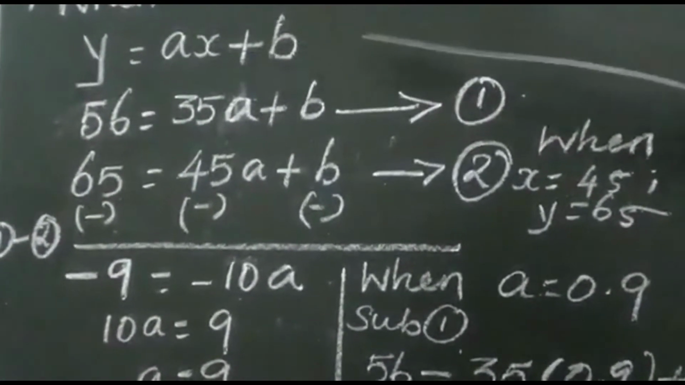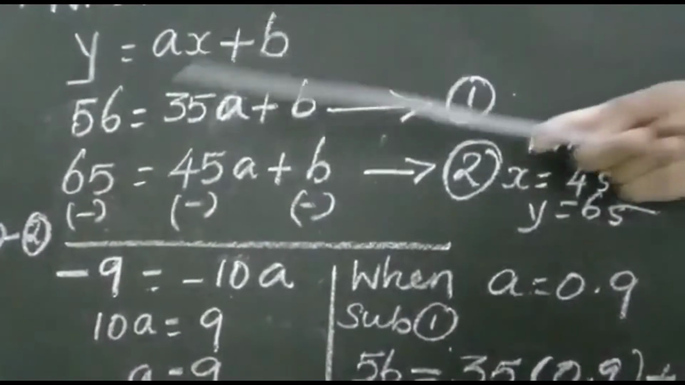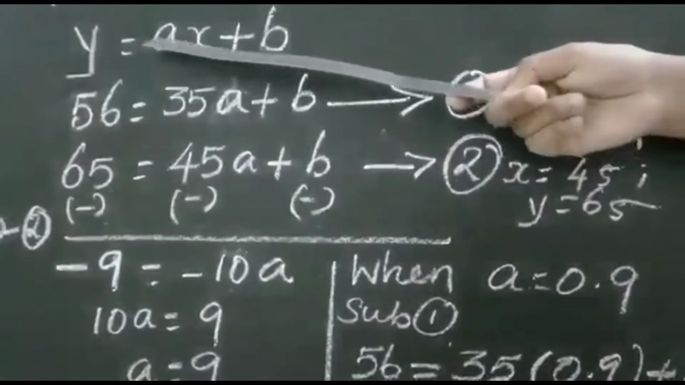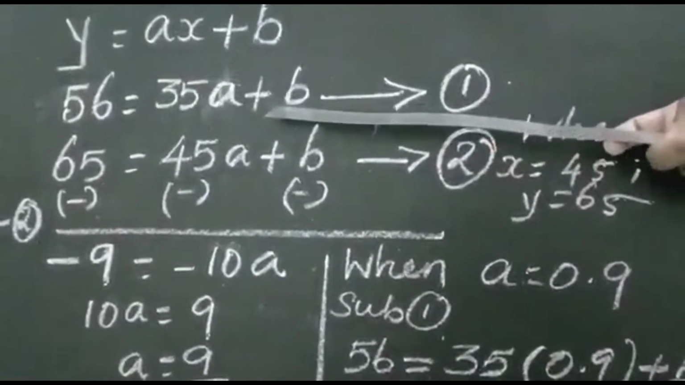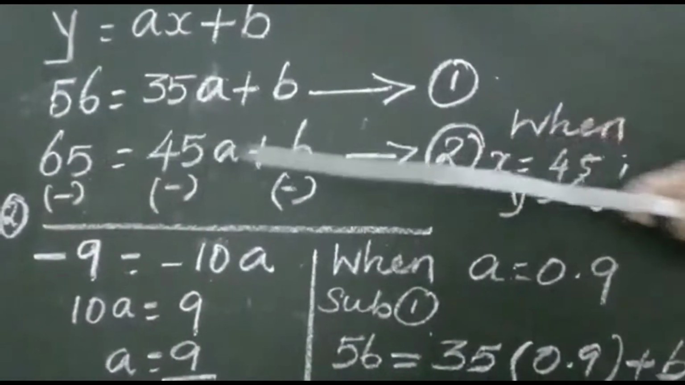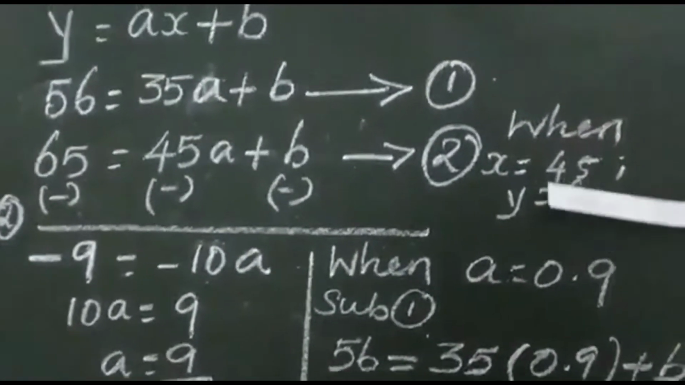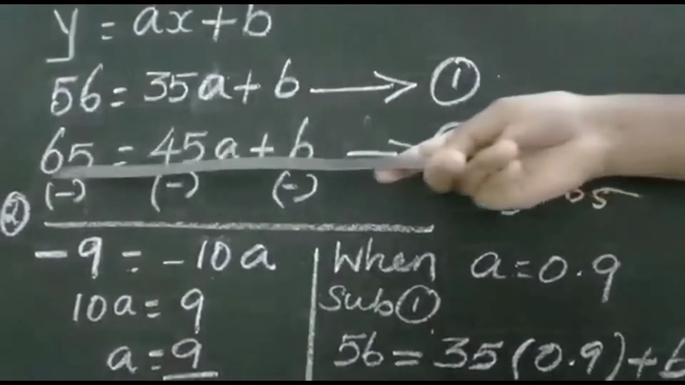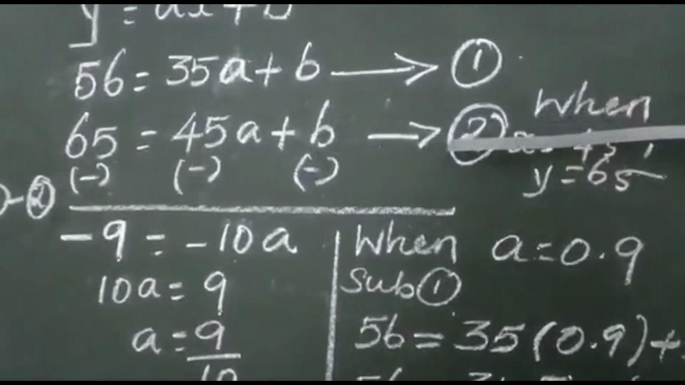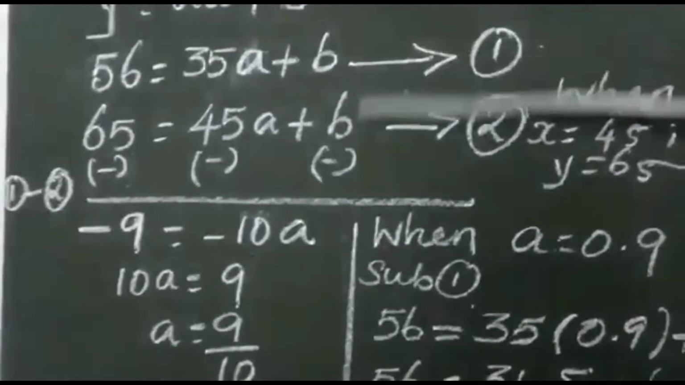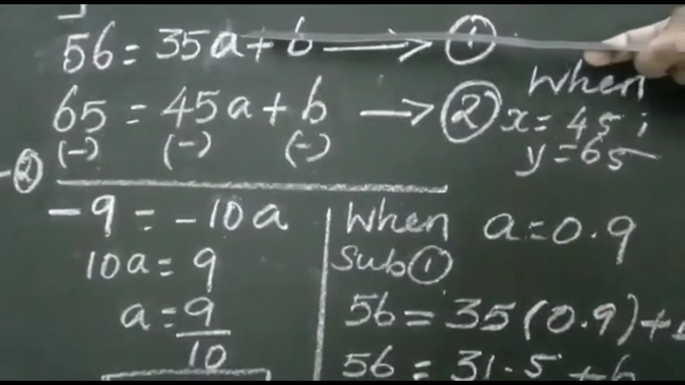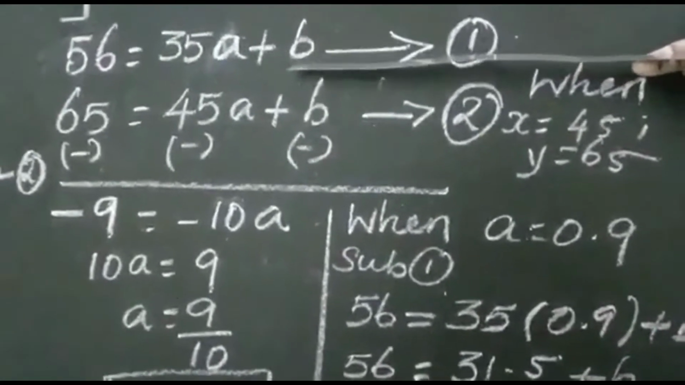Now substitute. What is the y value here? 56. So 56 equals 35 into a plus b. So this is equation number 1. The second equation: the y value is 65, the x value is 45. So 65 equals 45a plus b. This is equation number 2. These are linear equations, so using the elimination method you find the value of a and b.